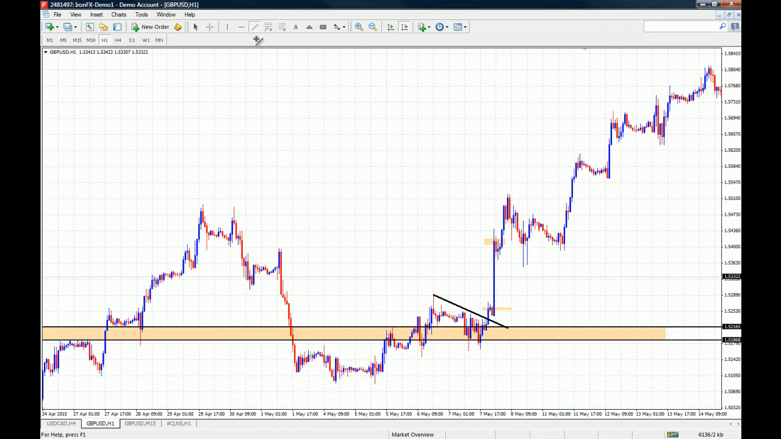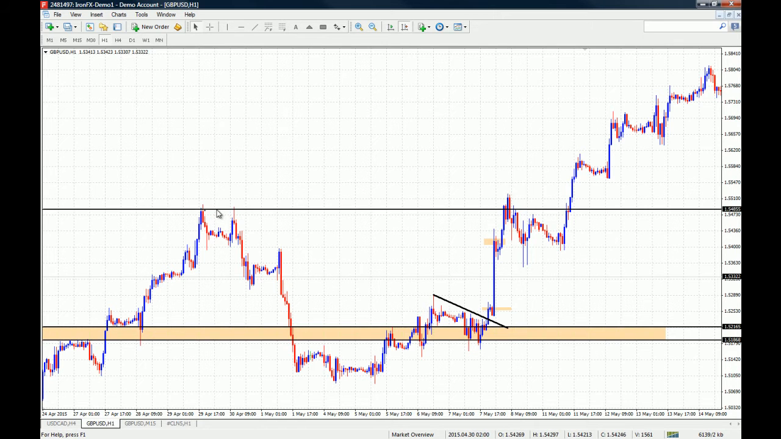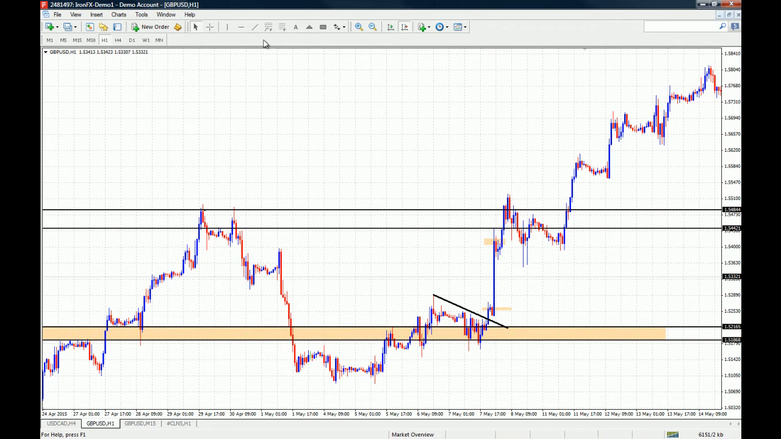Now, why did we stop here? You can see that we have a high right here. I'm sorry, let me just grab the horizontal line for you. Okay, we have a high right here. This is the area that price tested once, twice before going down. Remember that we said these are areas, not lines. So this is the area that we are going to try to trade.